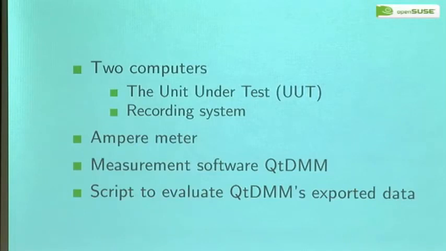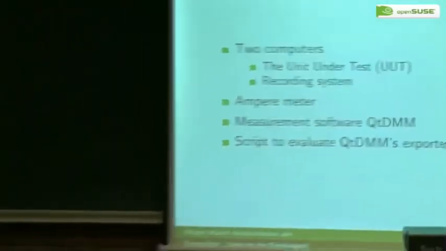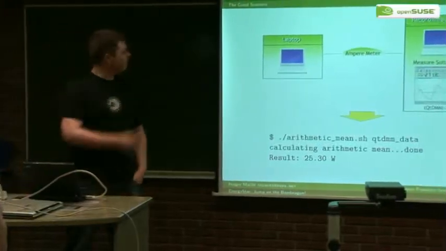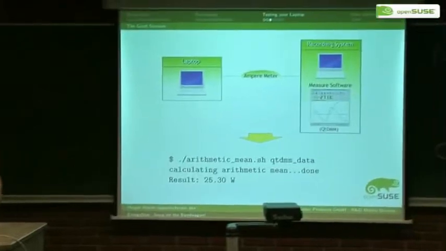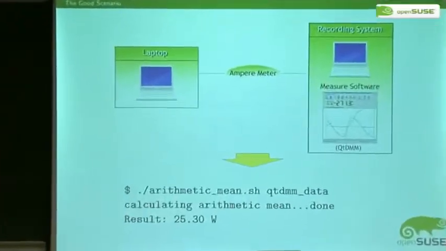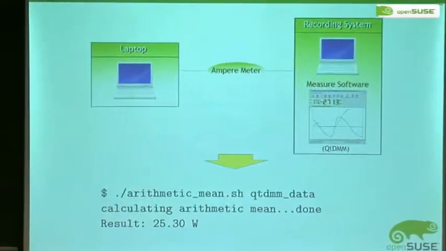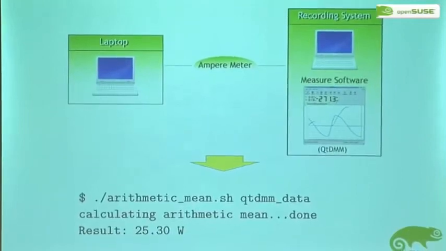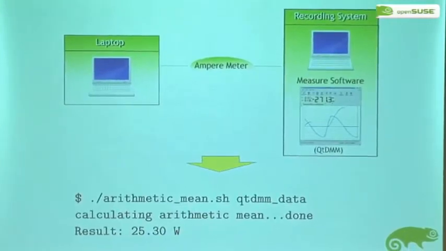You might wonder where you get the script from. I'm coming to that later on. So that is just a picture to illustrate this. You have the laptop you want to measure on the left side. On the right side you have the recording system with the software running, and in between you have the ampere meter. After doing one test, you can export the data from QGTMM, and you execute the script, and so you get the average power consumption.